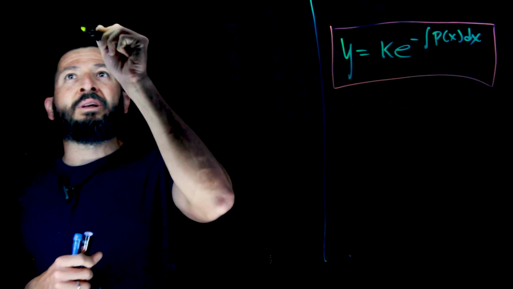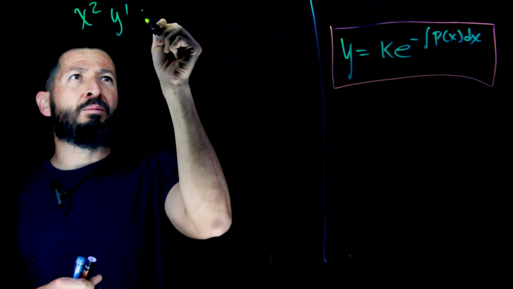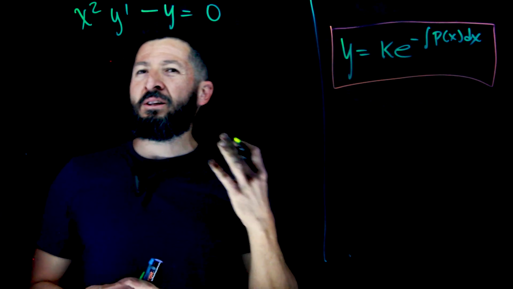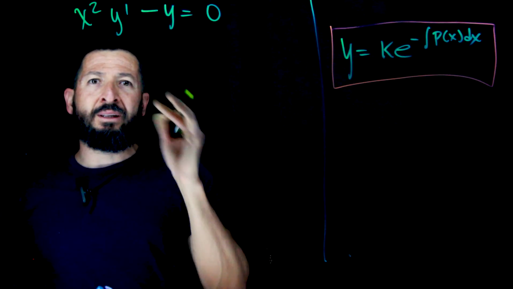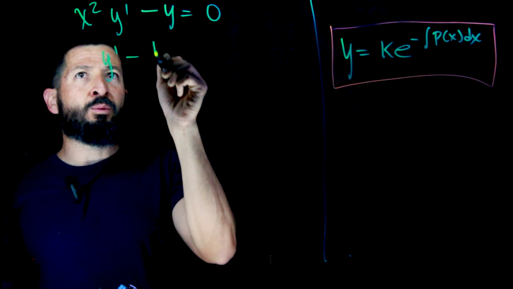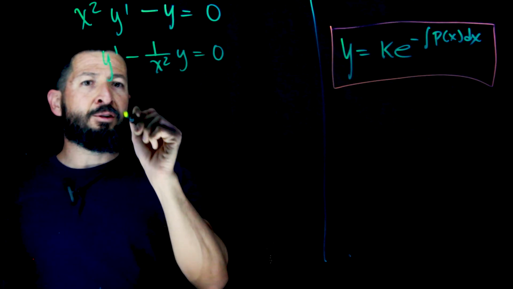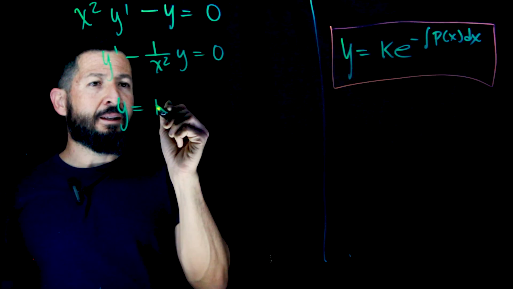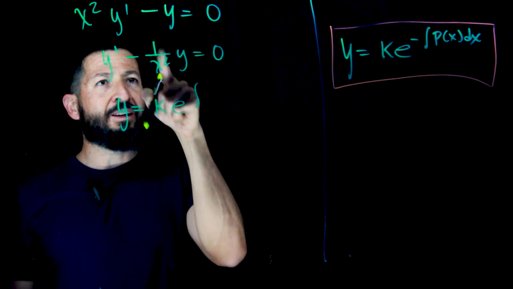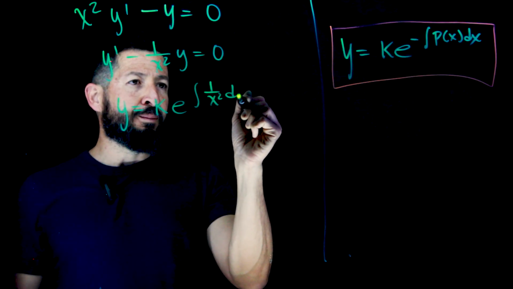So the problem is something like this, if I remember correctly: x squared y prime plus or minus, I don't remember, not that big of a difference. The only thing that you have to do is rewrite your problem in the standard form. So divide by x squared on the whole equation, and then you get y prime minus 1 over x squared y equals 0. Using this, your solution will be of the form k e to the integral of negative, because p of x here is negative 1 over x squared, so negative just becomes 1 over x squared dx.